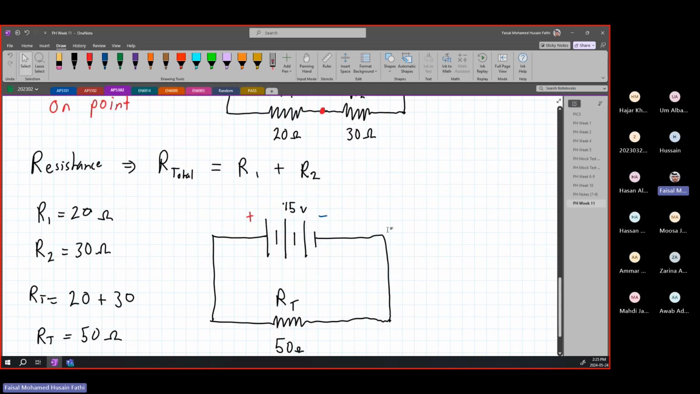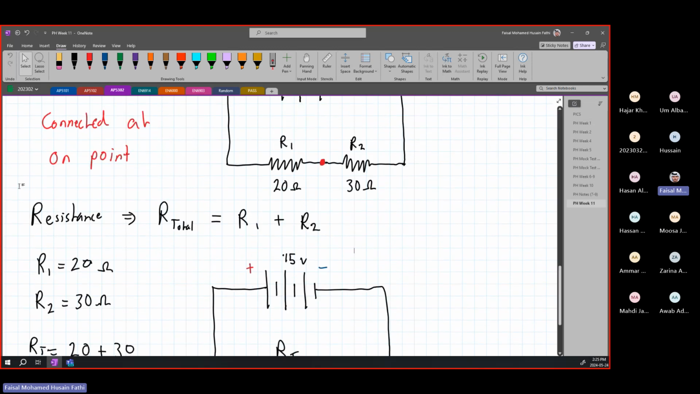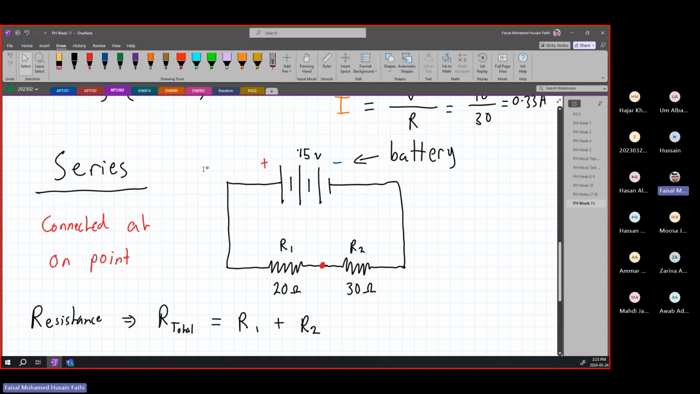So this is the main first rule when it comes to a series connection. The second rule, if we're looking at the main circuit again, is that the current is the same throughout the entire circuit. So current is not changing. Let's call this current I.